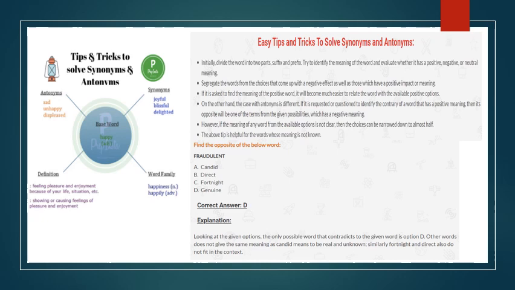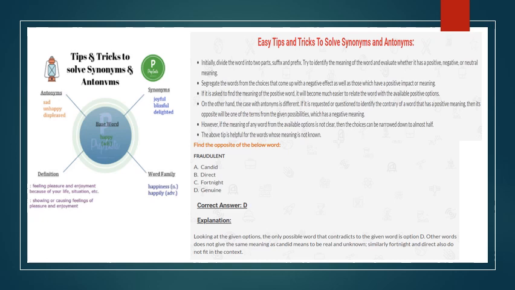Now let us see the easy tips and tricks to solve synonyms and antonyms. First of all, you look at the picture there. There's a base word. What is the base word there? Happy. What part of speech does it belong to? Adjective. So in the bracket it is written ADJ. Now let us see its antonyms: sad, unhappy, displeased. Synonyms: joyful, blissful, delighted.